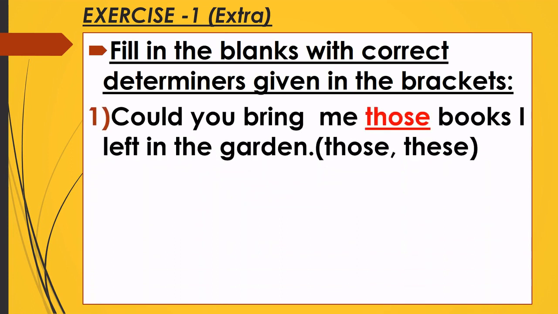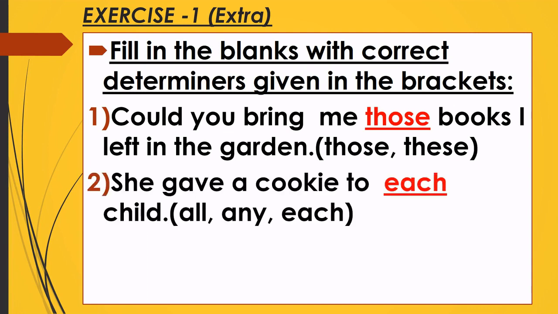Number 1. Could you bring me dash books I left in the garden? So books is here a plural countable noun. I left in the garden. It shows that the books are far away from the speaker. That is why the determiner those is used here. Number 2, she gave a cookie to dash child. So here each is used and each refers to an individual member of a group as a separate item.